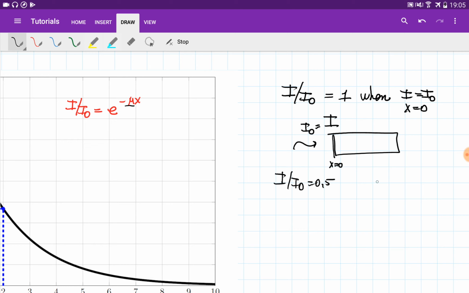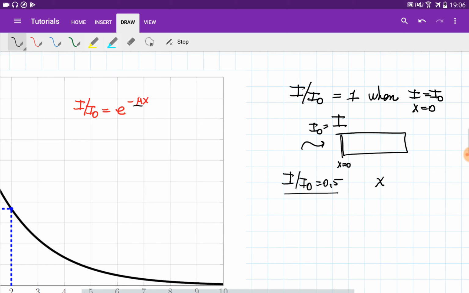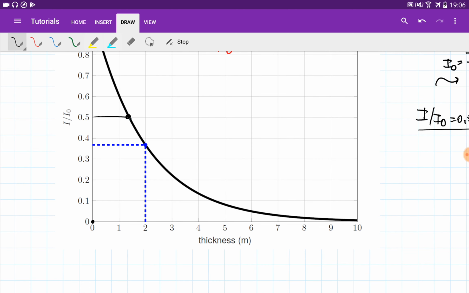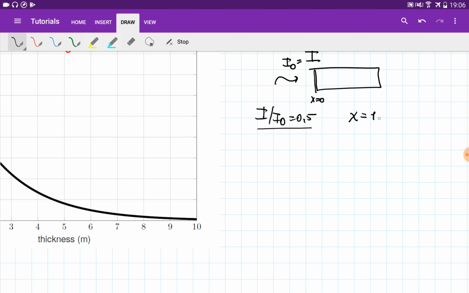Let's assume that I know that at some point x, I over I0 is equal to 0.5. So how to find this? Basically, I over I0 is equal to 0.5. Here I need to find this point, then go to the x line and find the x. Let's assume that this x is equal to 1.25 or something like this. So at x equal to 1.25, the current intensity is 50% of the initial one.